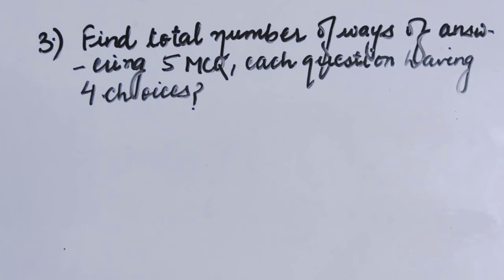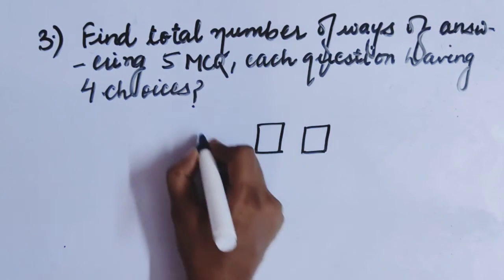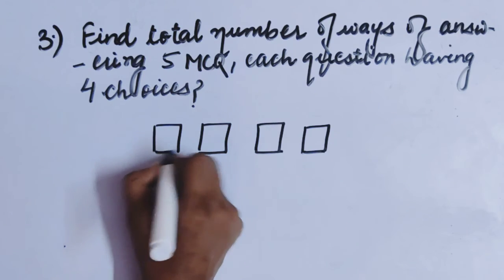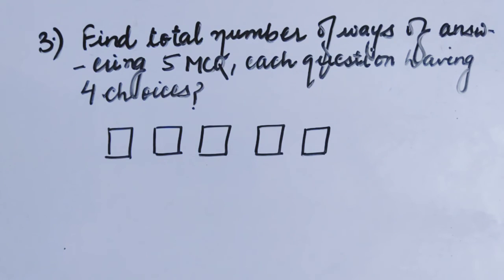Now see students, question number 3. Find the total number of ways of answering 5 MCQs. Each question has 4 choices. Now see this question. They are saying we have total 5 MCQs. So we have made blocks for them: 1, 2, 3, 4, 5. And they are saying these 5 questions are multiple choice questions and each question has 4 choices. So we are required to find the total number of ways of answering the 5 MCQs.